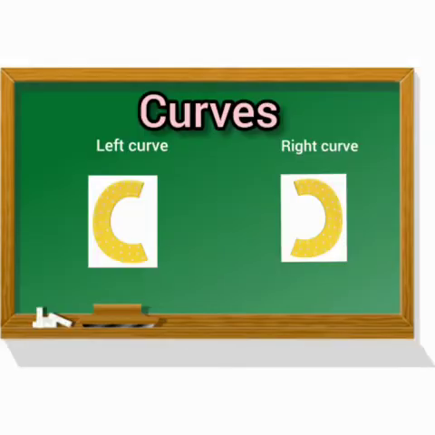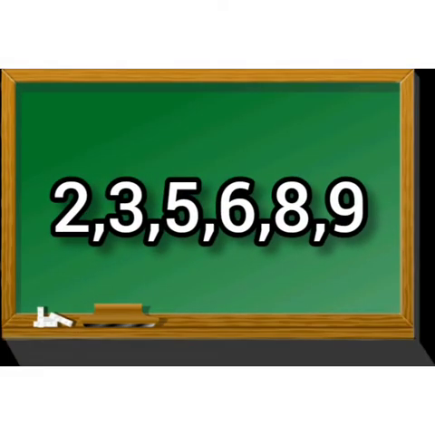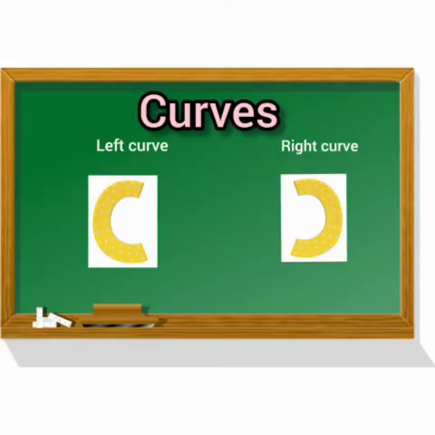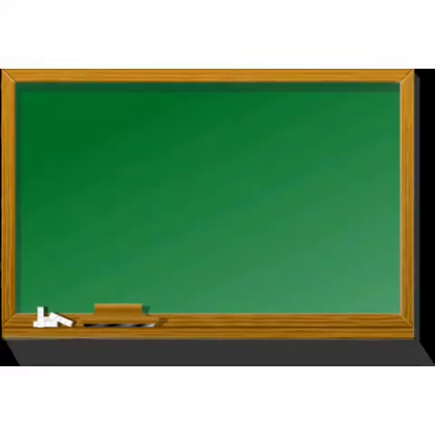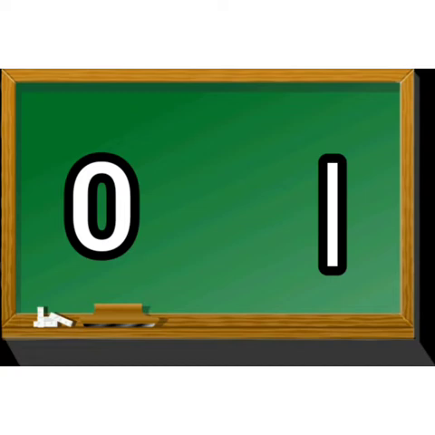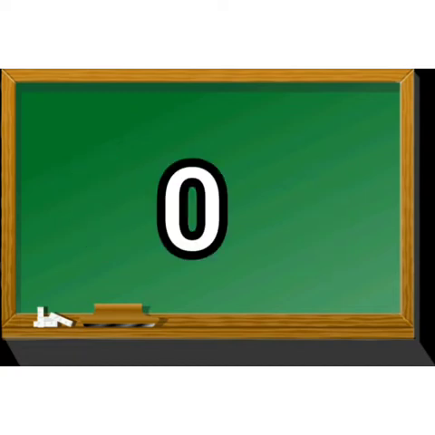Children, curves are very useful for writing some alphabets and numbers like 2, 3, 5, 6, 8, 9. So keep practicing. It is very helpful. Now we are going to learn about number 0 and number 1. This is number 0. Yes, children, 0. 0 means nothing, no objects.